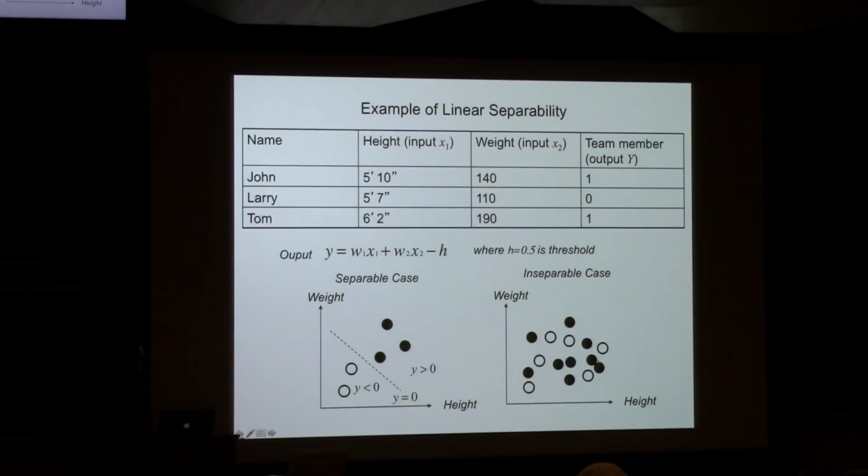But in reality, maybe things look like this. There may be some guys not that heavy who can be good players as well. In that case, if a real student is maybe one like this, the perceptron cannot learn a situation like this.